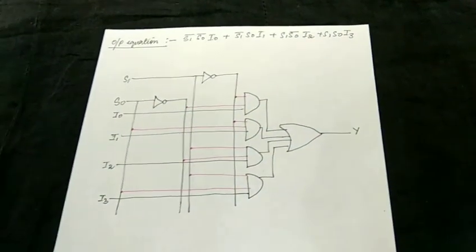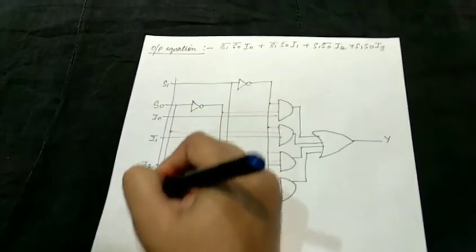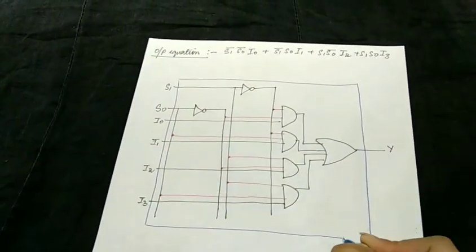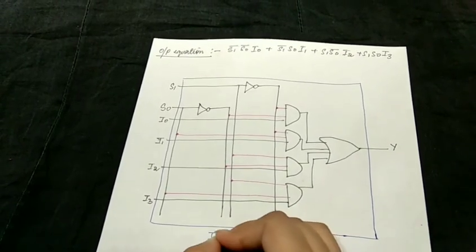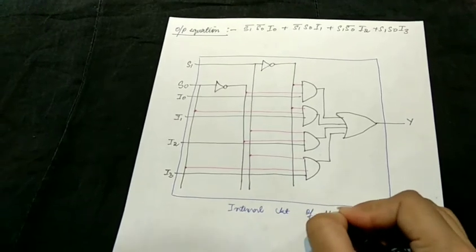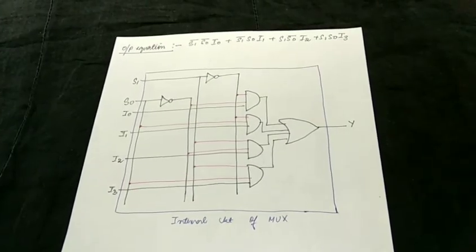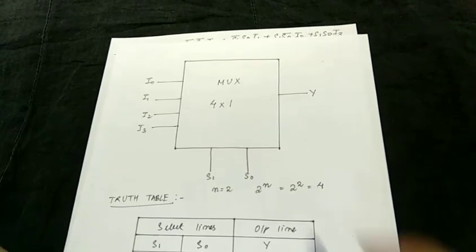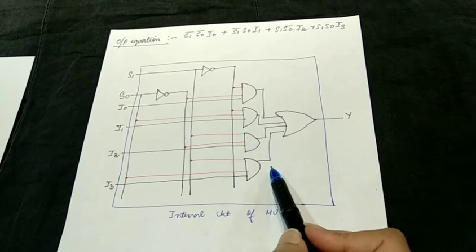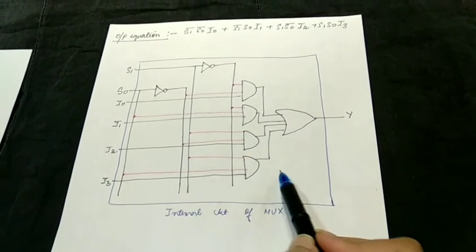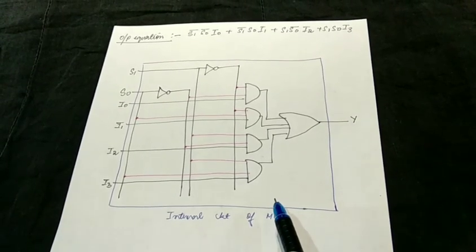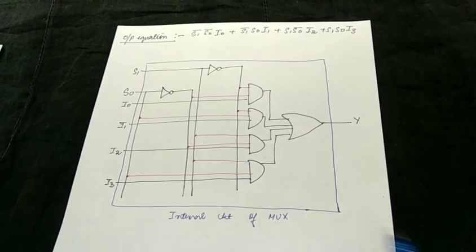Now let me draw a block like this one. So this is the internal circuit of the multiplexer. So this is the block from where we have started. So finally we have obtained the internal circuit of the block here. I hope the internal circuit of the multiplexer is clear, and now you can design a multiplexer.